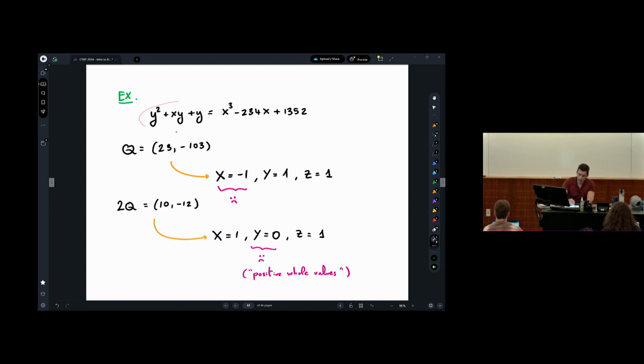For example, if I do a search, I find another point, 23, minus 103, and it doesn't work either. That actually gives me this point, which is equivalent to the one you mentioned. Twice this point gives me another point, which is also not good. But we're closer now because 1 apple, 0 bananas, and 1 pineapple actually works. But it doesn't work because I have 0 bananas.